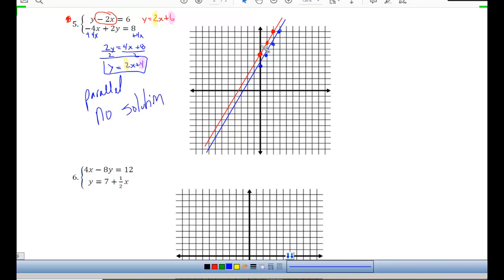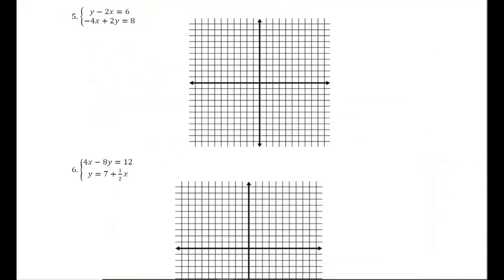By definition, parallel lines will never cross, so these will never have a point of intersection. There is no value that you can plug in for x that will make these two equations the same. Okay? So now we've seen a case of infinitely many, where they were exactly the same, and then no solution when they're parallel lines.